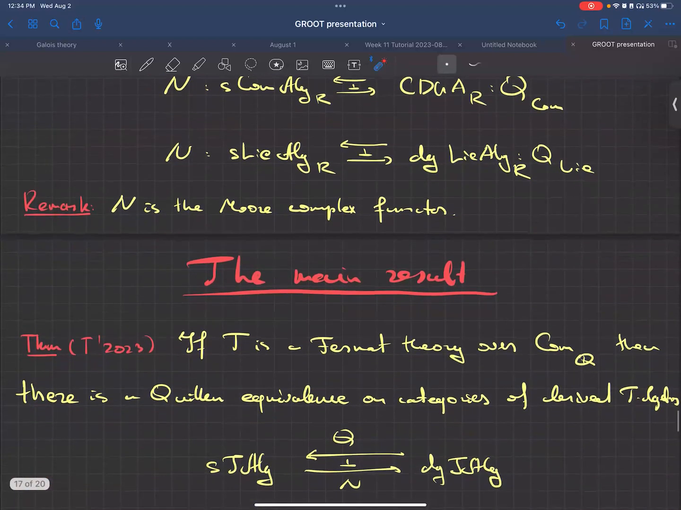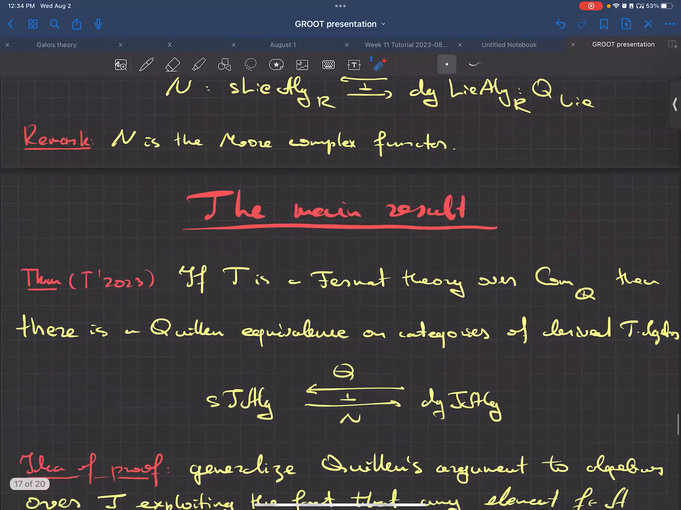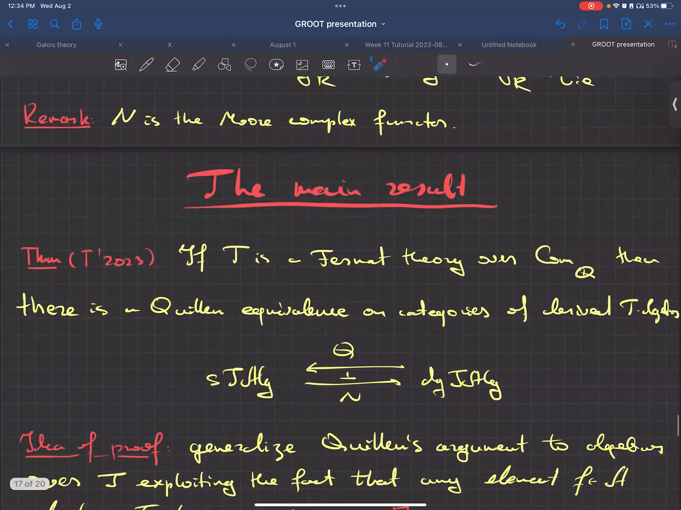So I guess the main result of my paper is that if T is a Fermat theory over the theory of commutative algebras over Q, then the additive Dold-Kan correspondence also induces a Quillen adjunction between the category of simplicial T algebras and the category of differential graded T algebras. And actually this adjunction is not just a Quillen adjunction, but also a Quillen equivalence.